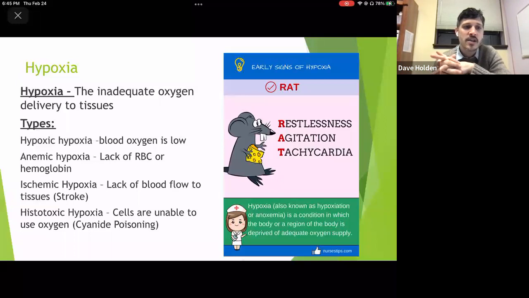We also have histotoxic hypoxia. Cells are unable to use oxygen because they have been poisoned. This is how cyanide works. Cyanide blocks the cell from being able to utilize oxygen. And if they cannot use oxygen, they cannot make ATP. And if you cannot make ATP, you cannot afford to live.